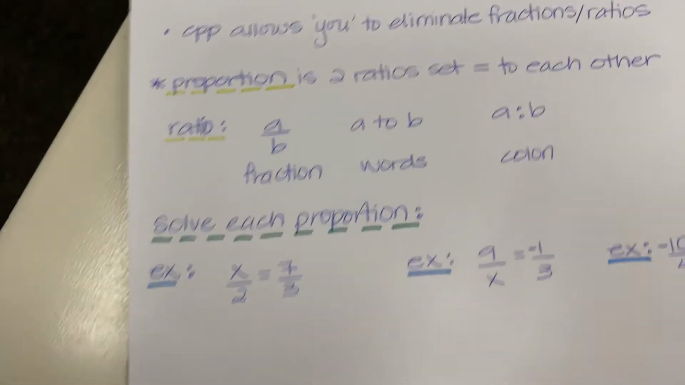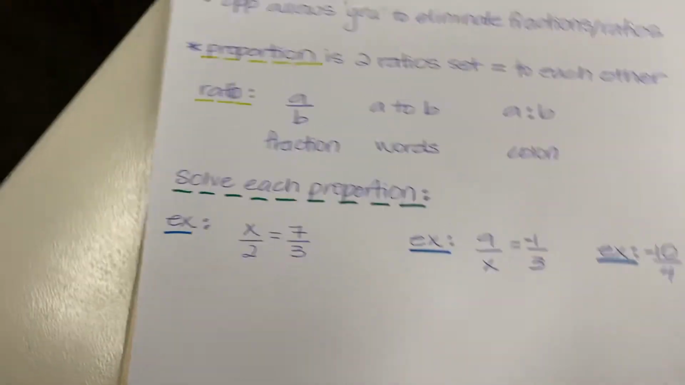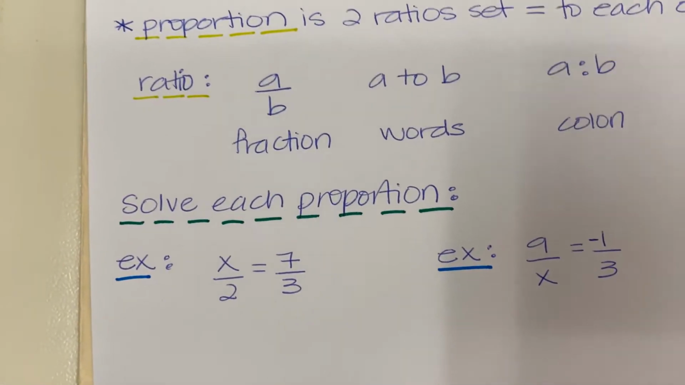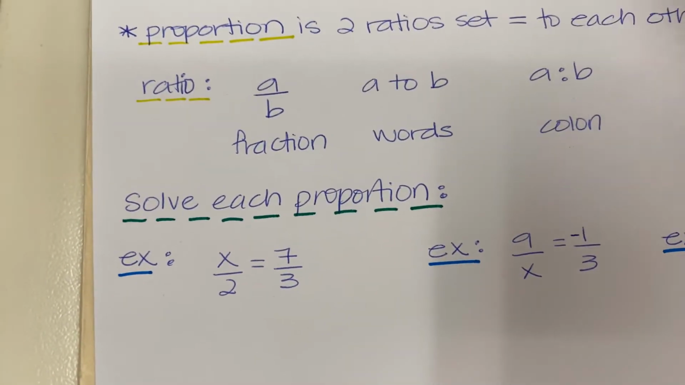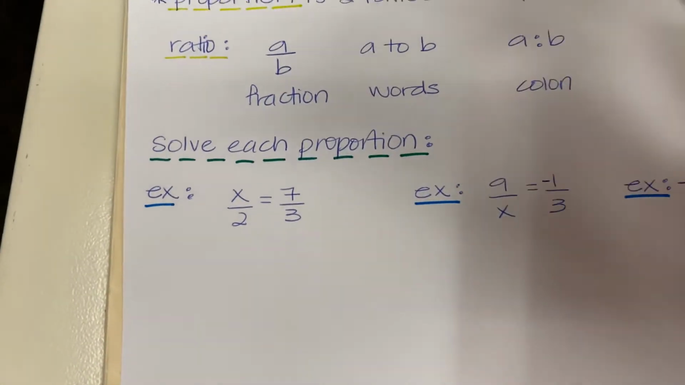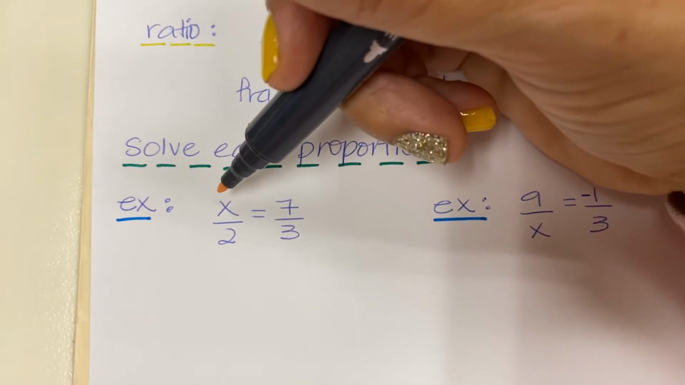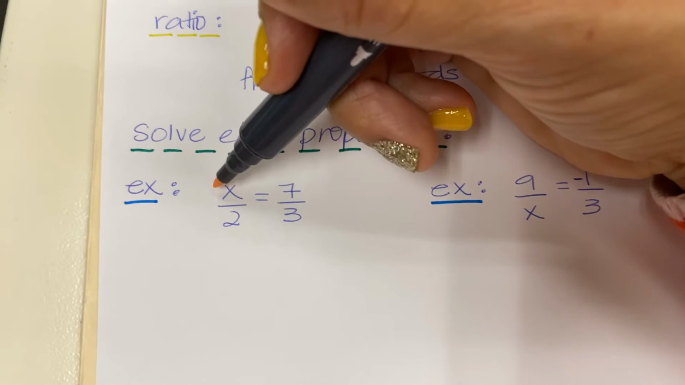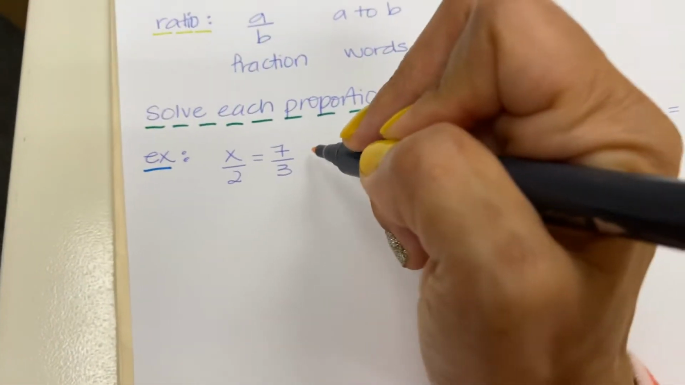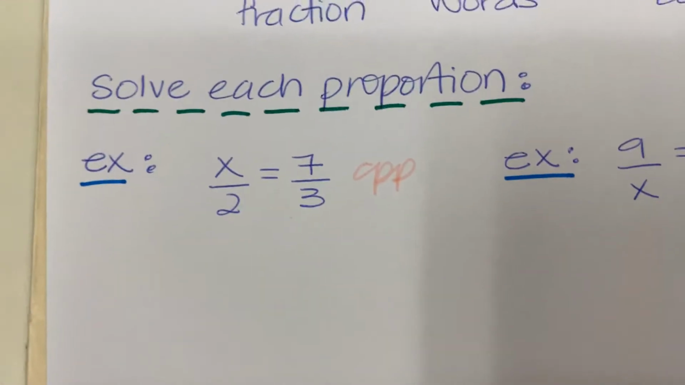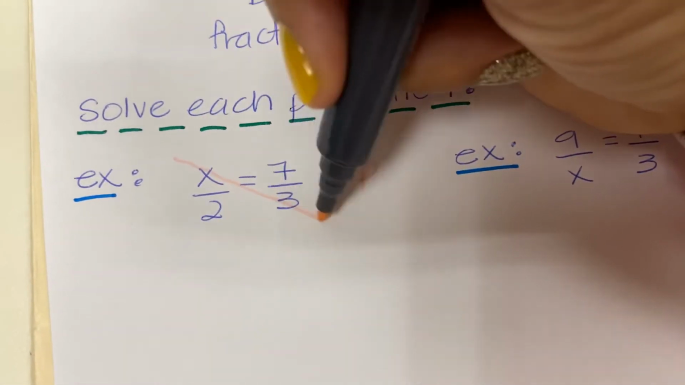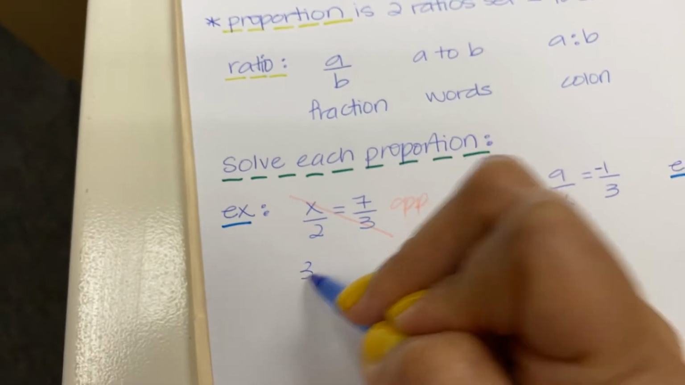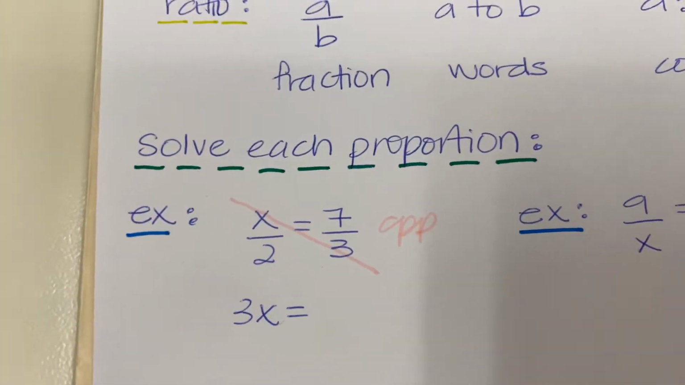Solve each proportion. All right, we are going to multiply diagonally. I'm going to get a slight pink so that you can see it. I have x over 2 is equal to 7 over 3. So numerator times denominator, cross multiply. The cross-product property, I'll just put CPP, says that I can multiply x times 3. So what is x times 3? 3x.